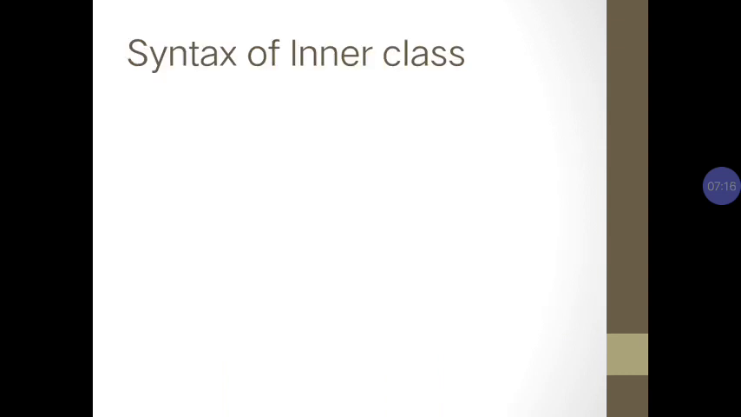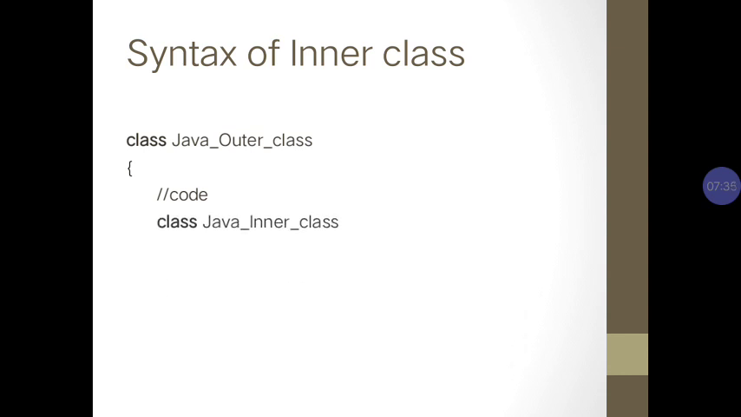Now we will see how to write this inner class, the syntax for this inner class. Here I am going to write a class, that is the outer class, Java_outer_class. In this outer class, I am going to write some code that belongs to this outer class. Now, in the same class, I am going to write my inner class, that is class Java_inner_class. And in this inner class, I am going to write code for my inner class. By default, as this inner class is written inside the outer class, it can use all the data members which are included in our outer class.